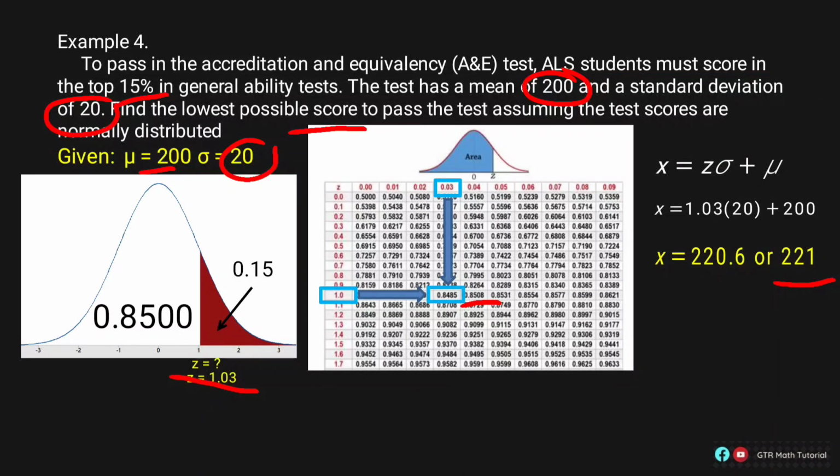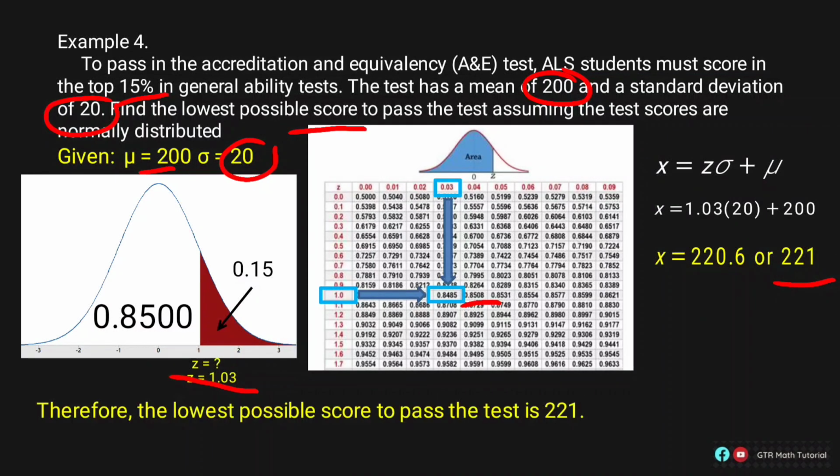Okay? So kapag ang ginamit natin na Z-score ay 1.04 or yung area na 0.8508, parehas din tayo na makukuha ng answer dahil i-round off natin. So ang makukuha nating value na X ay 221 pa rin. Okay, so therefore, the lowest possible score to pass the test is 221.